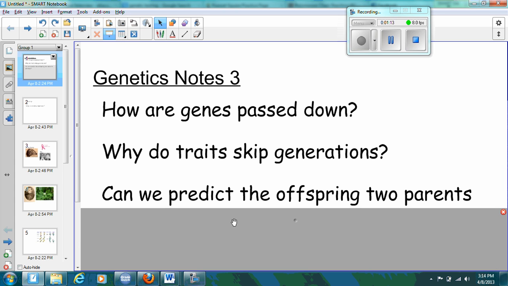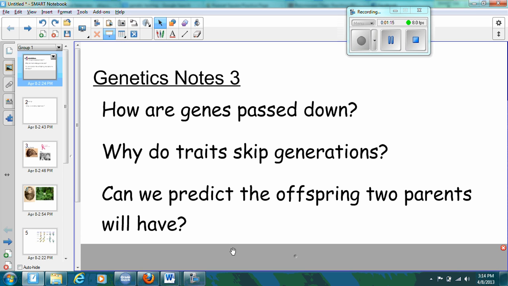And can we predict the offspring two parents will have? If we take two parents, can we predict what type of offspring they might have? Like if we have two parents who have blue eyes, will they have a child with brown eyes or no? Is it possible? Okay, we're not going to tell the future, but we're going to try to predict possibilities. These are 3 questions we should be able to answer at the end of this lesson.